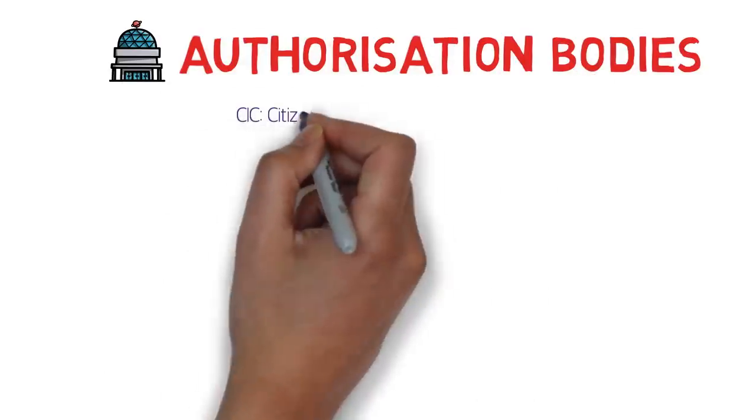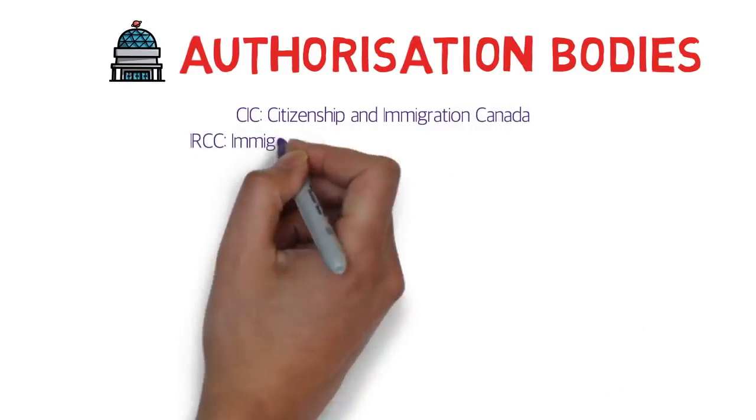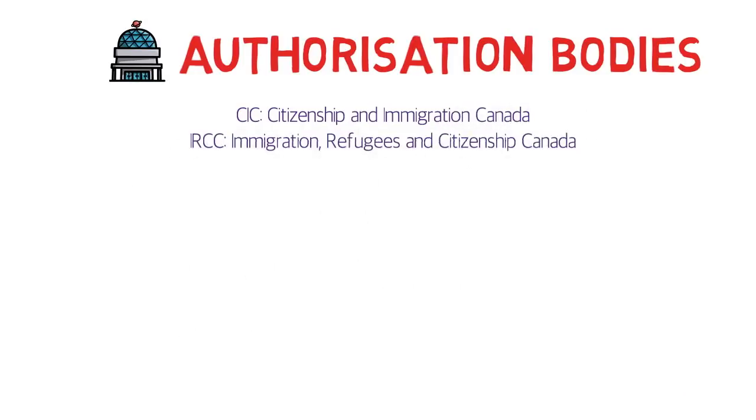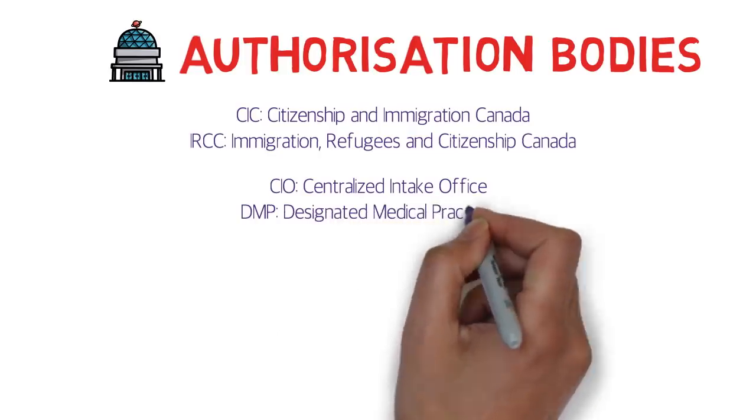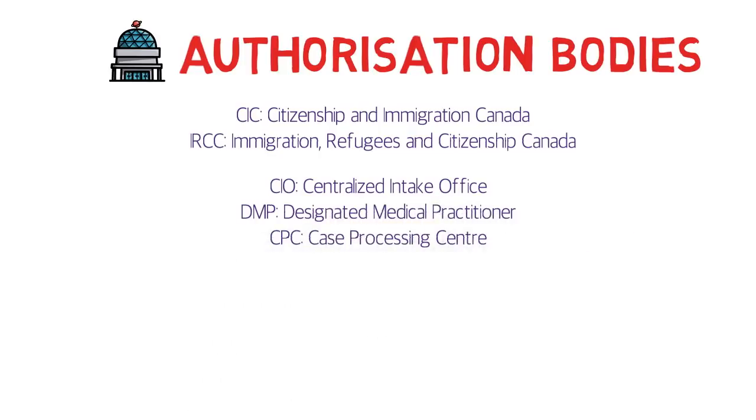Okay, now the first one, authorization bodies. CIC and IRCC. CIC stands for Citizenship and Immigration Canada, and IRCC stands for Immigration, Refugees and Citizenship Canada. CIC was the name of the body until 2016, I guess. In early 2016, it was renamed to IRCC, so they are both the same thing. CIO is Centralized Intake Office, DMP is Designated Medical Practitioner, and CPC is Case Processing Center. So I think they are quite obvious to understand. DMP is basically Designated Medical Practitioner and you have to go through the medical test through a DMP only.